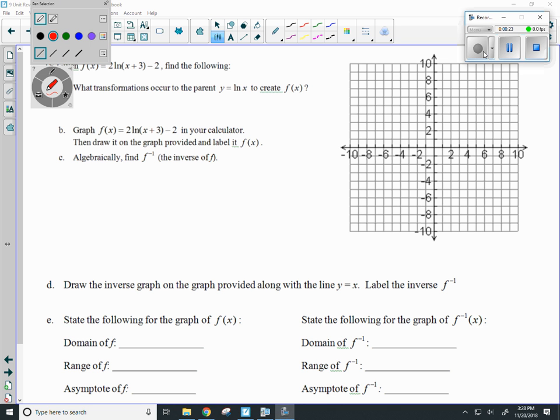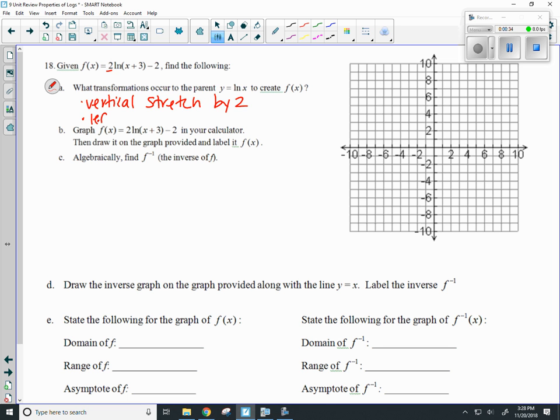So this 2 out front is going to be a vertical stretch by 2. Plus 3 on the inside is going to move it left 3. And minus 2 at the end is going to move it down 2. So now we're going to go ahead and graph it in the calculator.